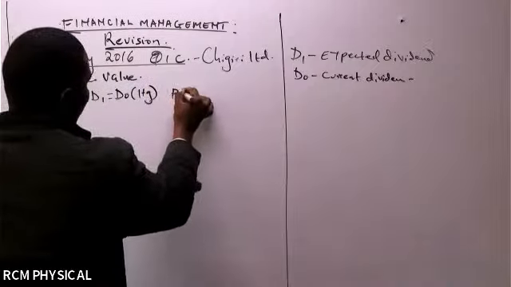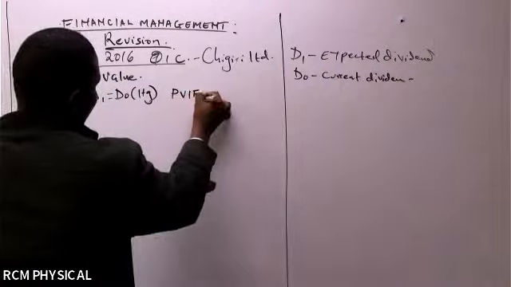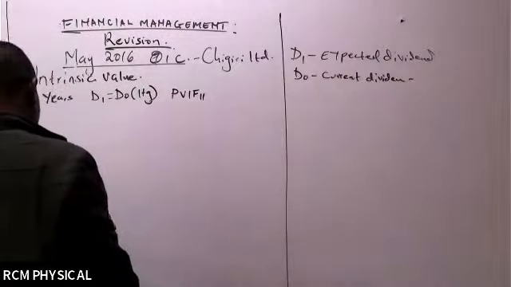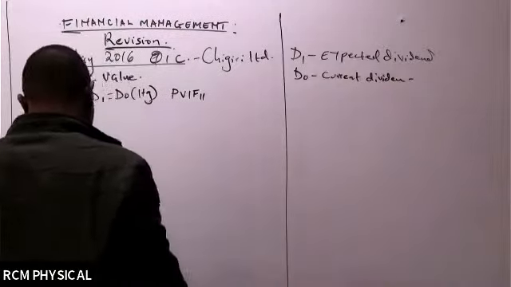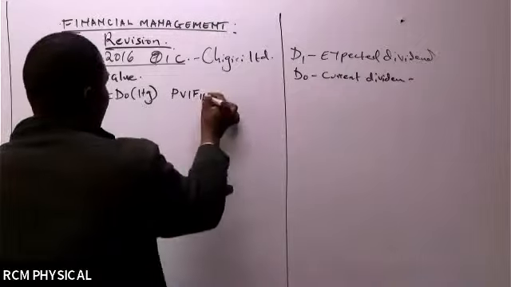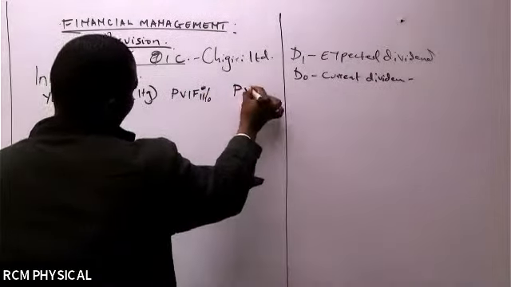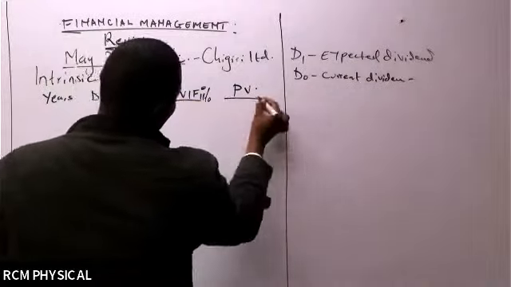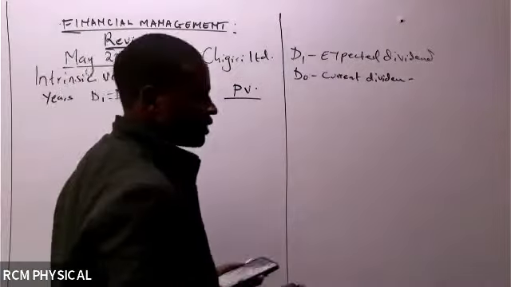Then we shall be getting the present value. We shall be discounting using which percentage? The cost of capital, and from that end we got 11%. Okay, we get the present value. Of course, the summation of that will give us the intrinsic value.